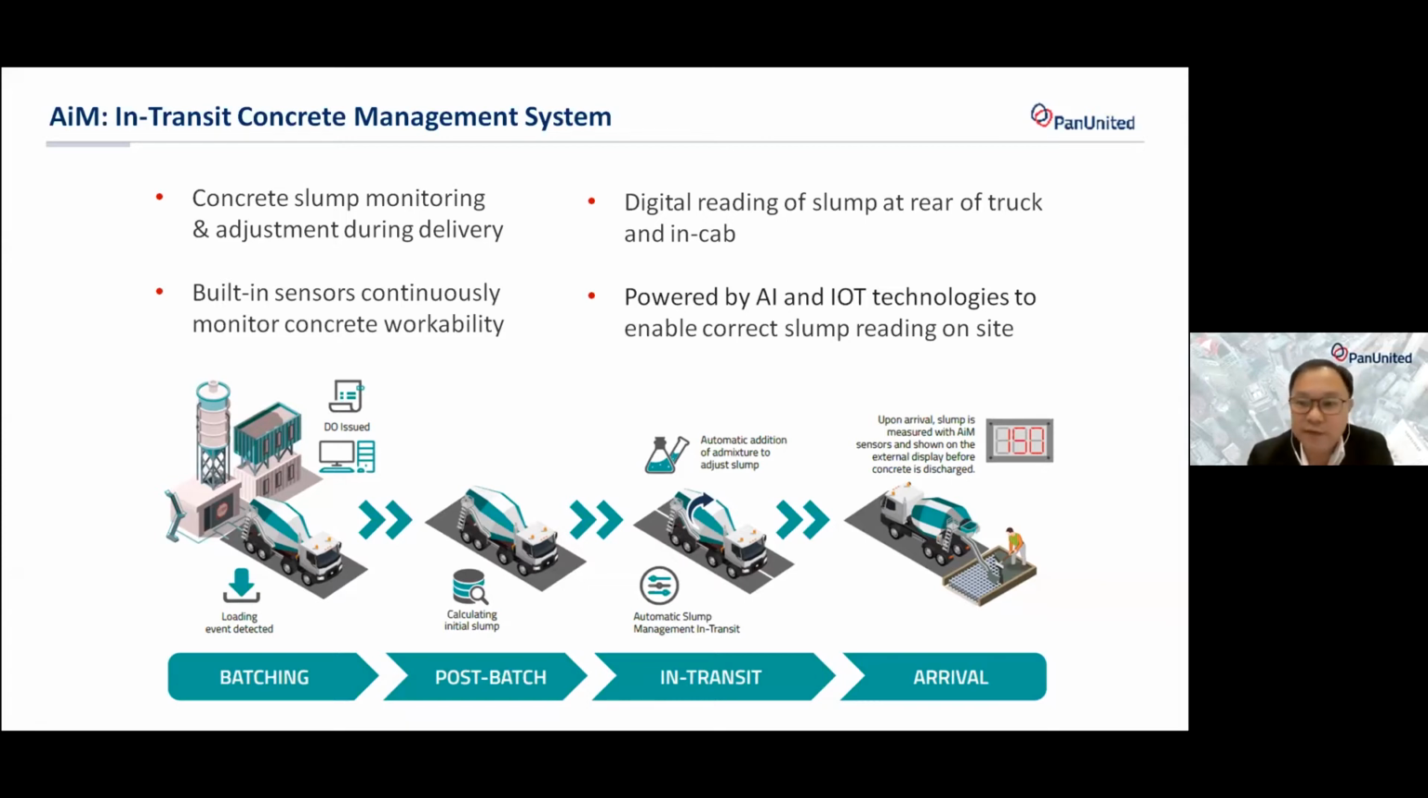With this system, the AIM technology aims to measure and monitor, and is able to adjust the workability after the concrete mixer truck leaves the batching plant. It enables the workability to be adjusted during transit, and at the point of discharging the concrete, our customers will be able to enjoy the workability that they ask for.